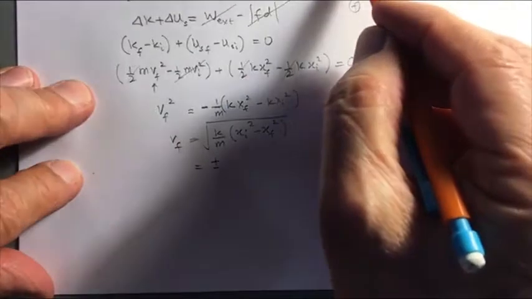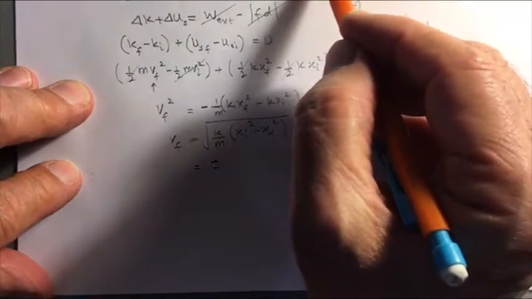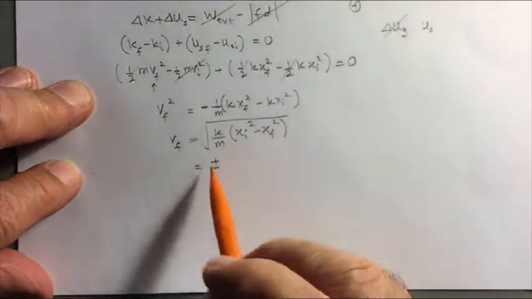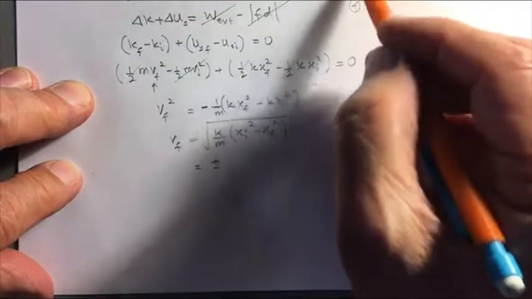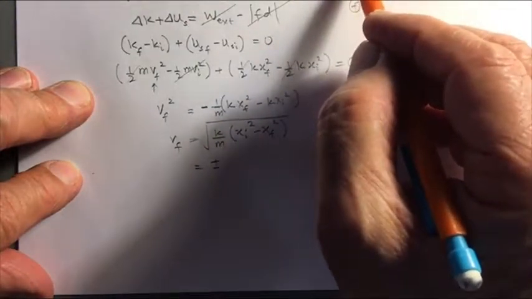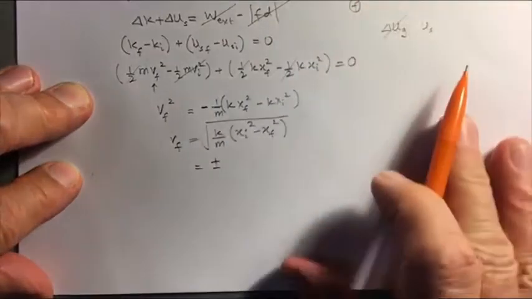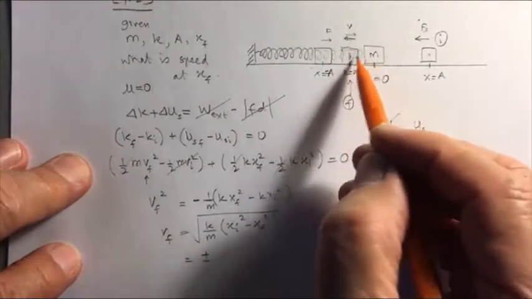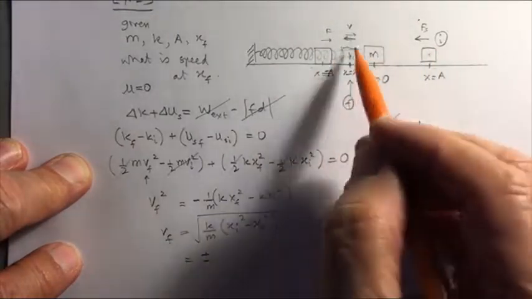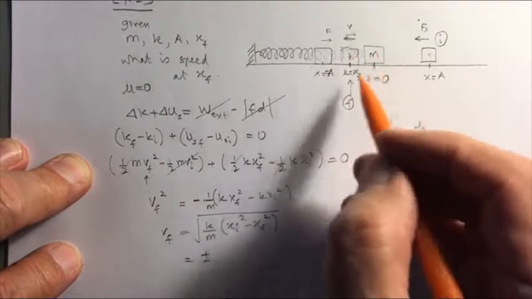So the negative one would be when it's going to the left, and the positive would be going to the right. The magnitude would be the same whether it's going to the left or to the right. The speed is the same. Now when it's going to the left, we get the negative, and when it's going to the right, we get the positive. The speed is the same in both cases.